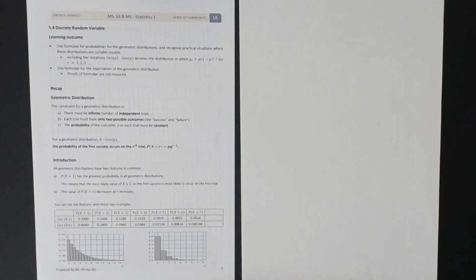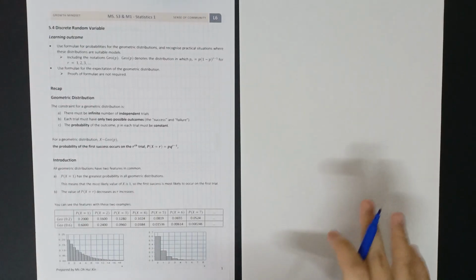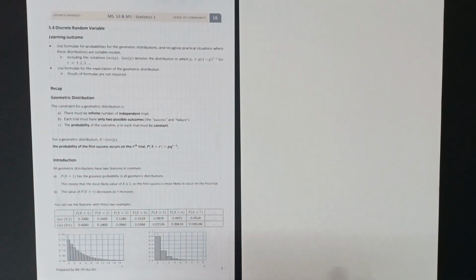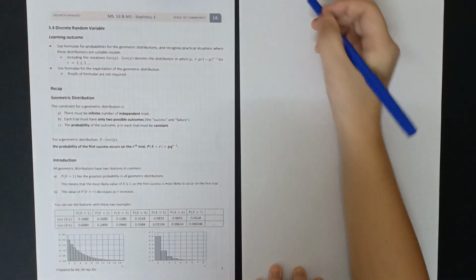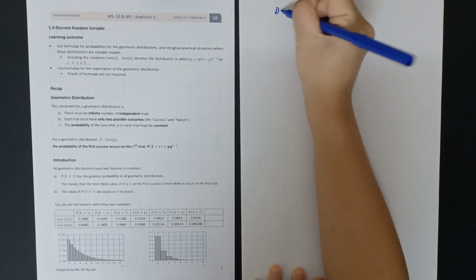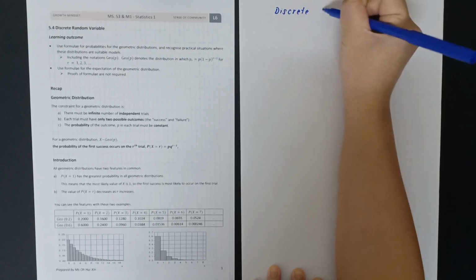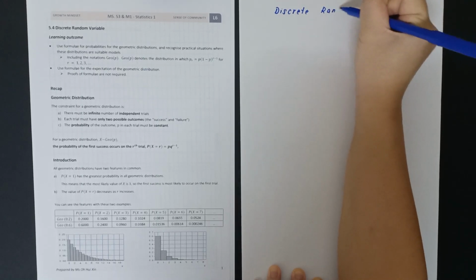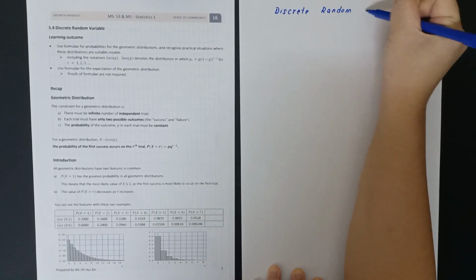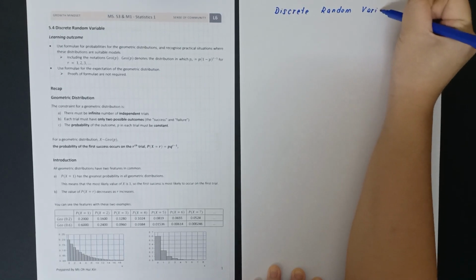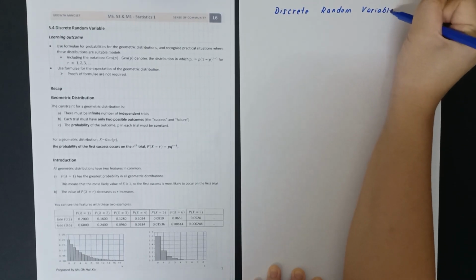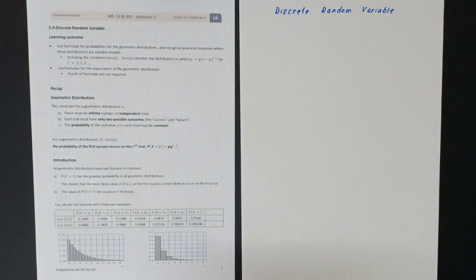Alright, so for today, I would like to try to connect everything together so you can have a better understanding of what we are actually learning in this whole chapter. So you see the big topic of this chapter is called discrete random variable. We have a total of 6 lessons for this chapter, and in the first 2 lessons we learned about discrete random variable.